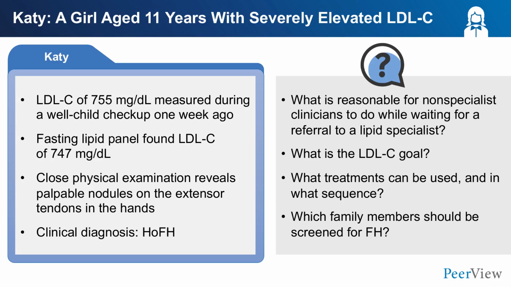And which family members should be screened for FH? Well, all family members should be screened. If they have a genetic family history of someone in the family, they should be screened for FH. As we talked about previously, everyone should be screened, universal screening by age 10 for all patients, FH or non-FH.